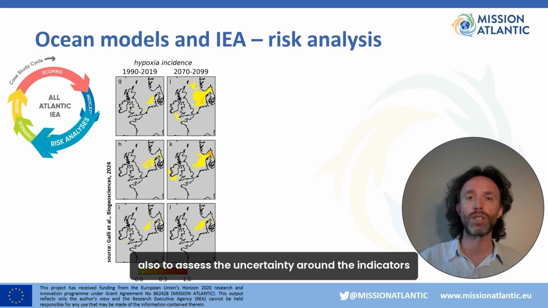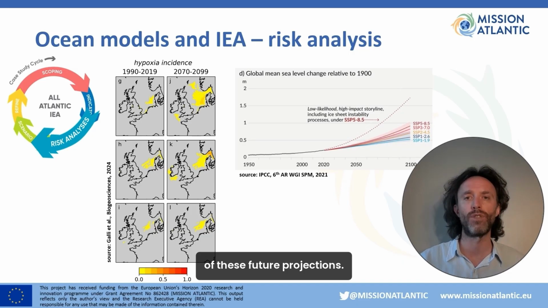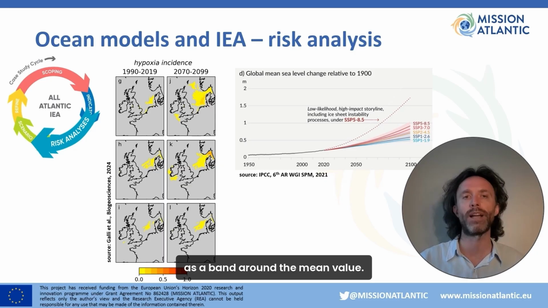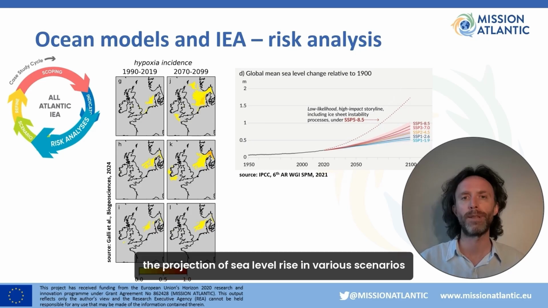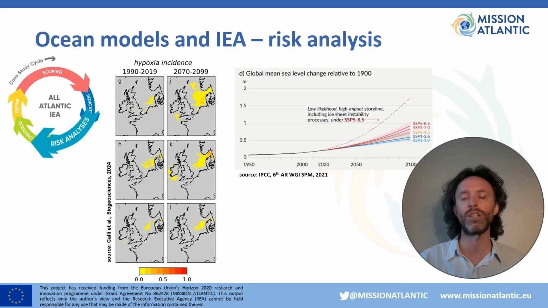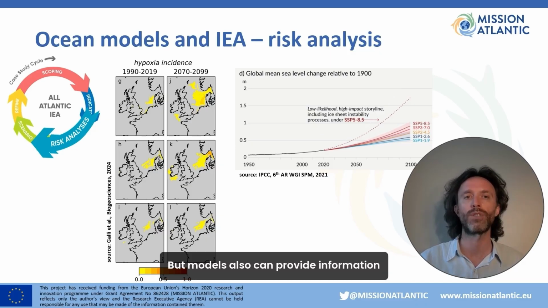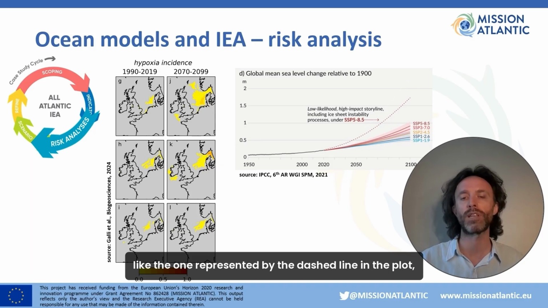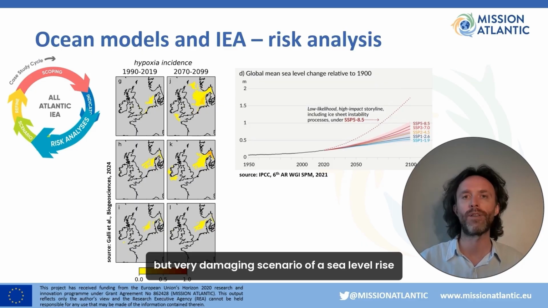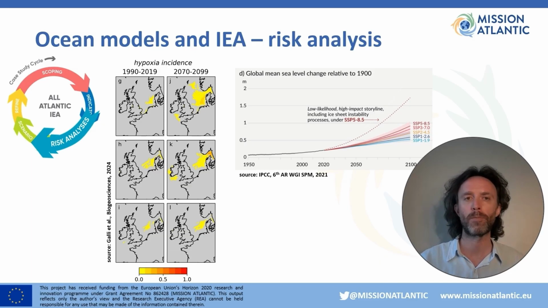Furthermore, models can be used also to assess the uncertainty around the indicators of these future projections. In the IPCC report, the future projections are always shown as a band around the mean value. And here, for instance, you can see the projection of sea level rise in various scenarios, and you can see how every single scenario has a colored band representing the likely range of sea level rise in each of those scenarios. But models can also provide information on the unlikely but catastrophic scenarios, like the one represented by the dashed line in the plot that shows an unlikely but very damaging scenario of a sea level rise of more than 1.5 meters by the end of the century.